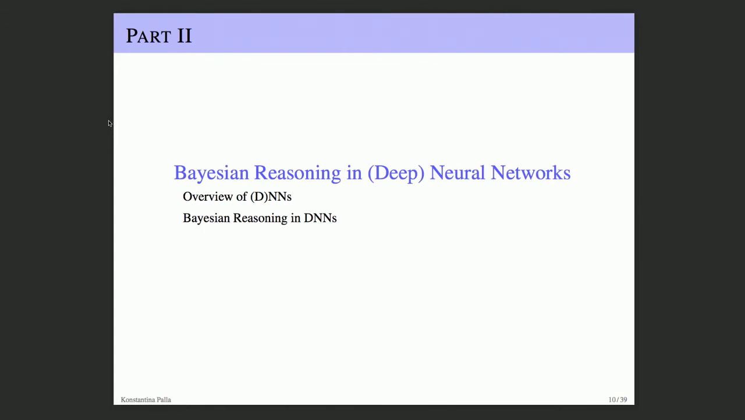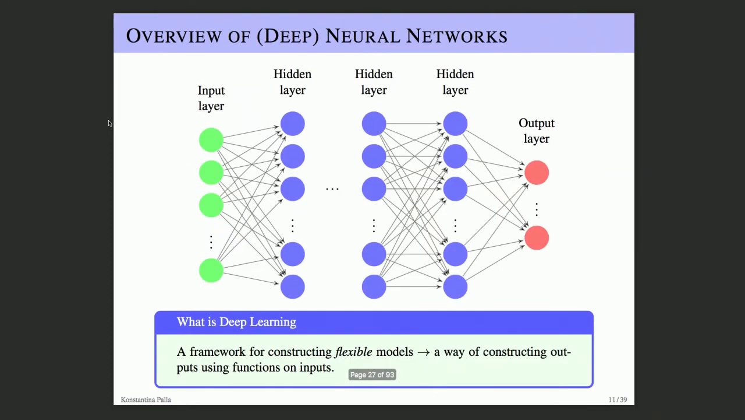So yeah, let's start. First, as I said, I will make a brief reminder of what neural networks look like, and then I will talk more specifically about how we can apply the Bayesian framework on them in different cases. So this is the plot that you have probably seen a lot by now.